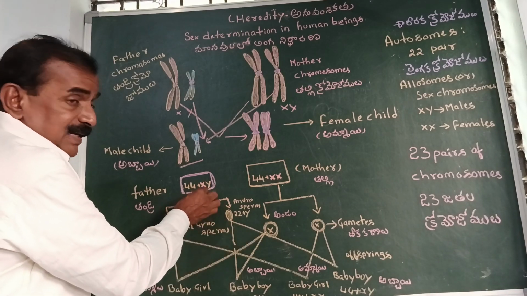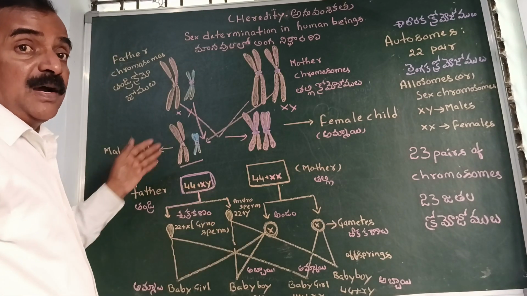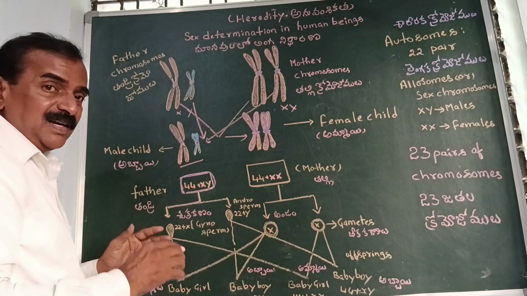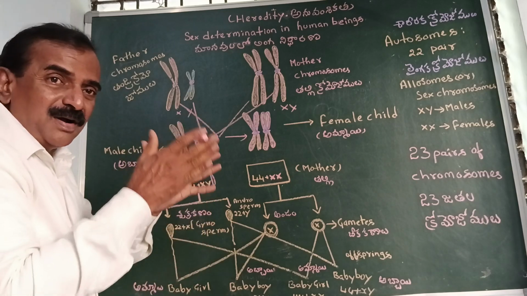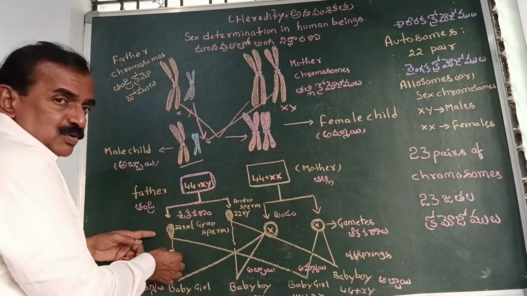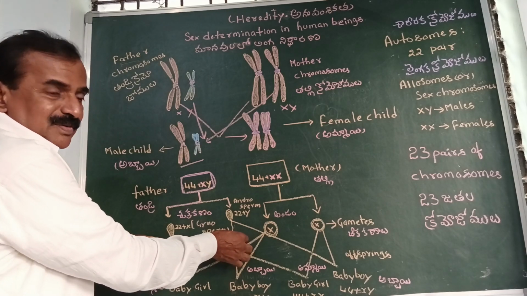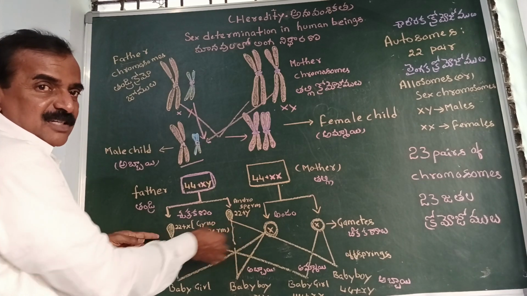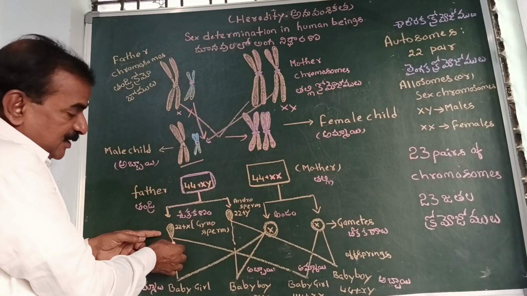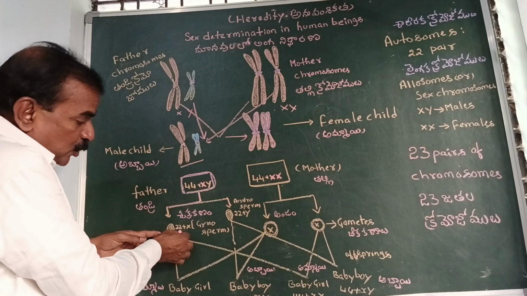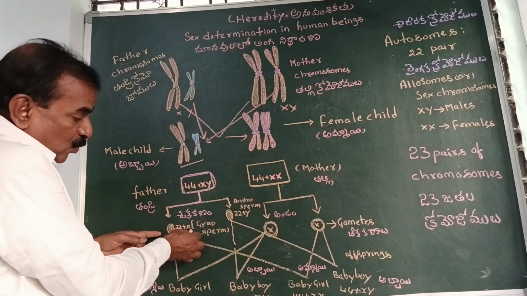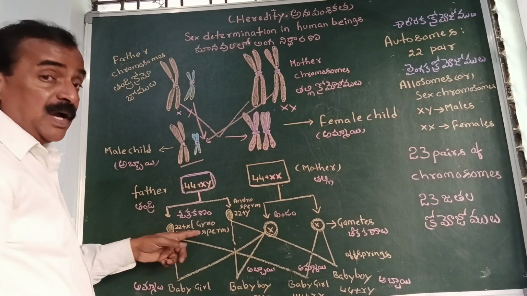So here in the reproductive organs, meiosis cell division takes place and finally the number of chromosomes becomes half. Here half of the chromosomes are present, and these are called haploid gametes or sperm. This male sperm consists of 22 autosomes and one X chromosome. This is called gynosperm.